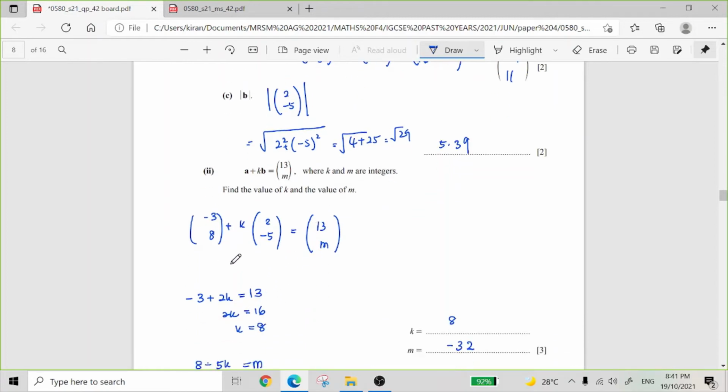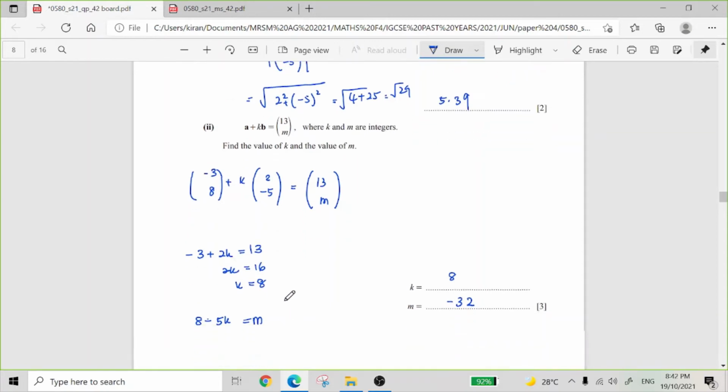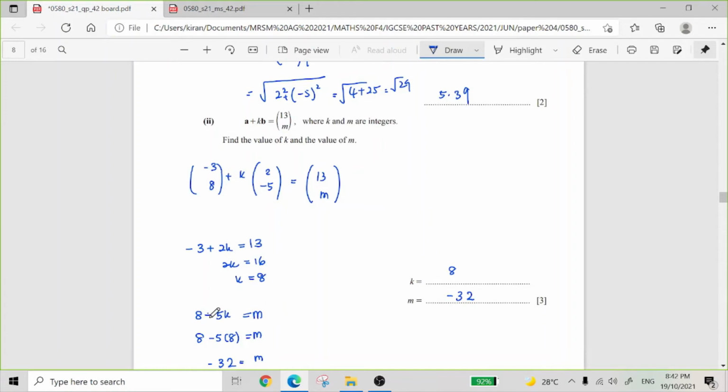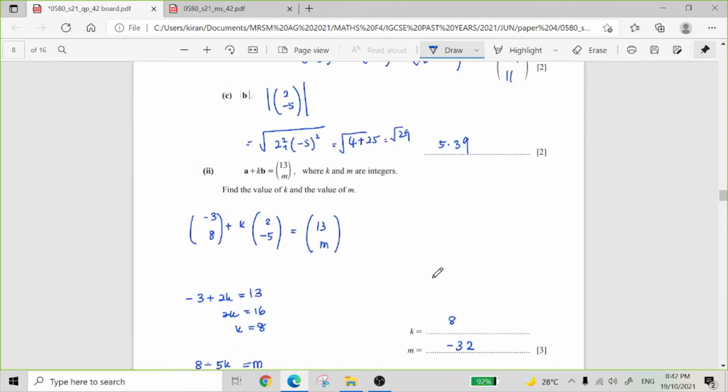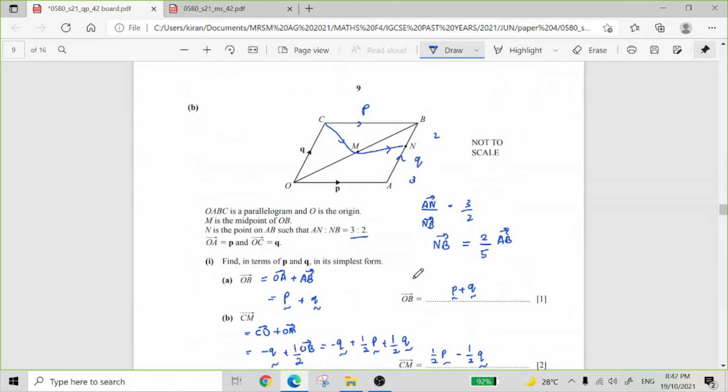Then we equate negative 3 plus 2k equal to 13, and then we get k equal to 8. And for the second part, 8 plus negative 5k equal to m. Since we already have the value for k, we insert the value of k here, and then we get m equal to negative 2. That is for question number 5a. So we continue with question number 5b.